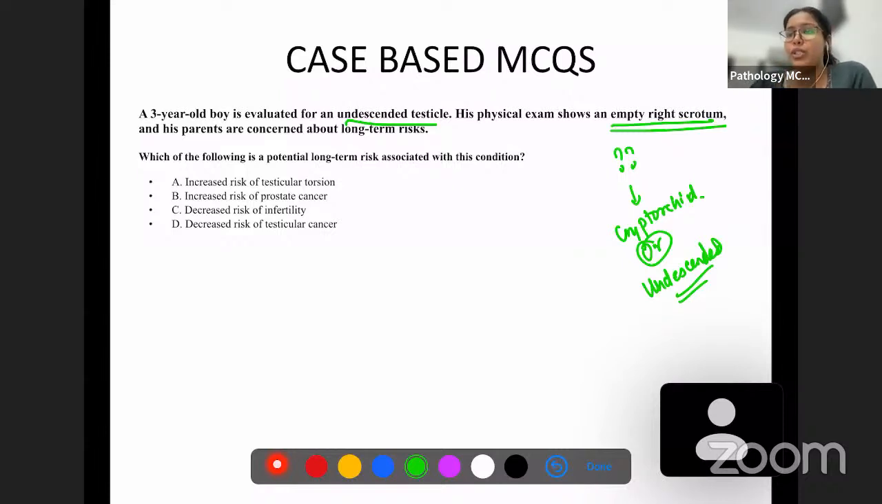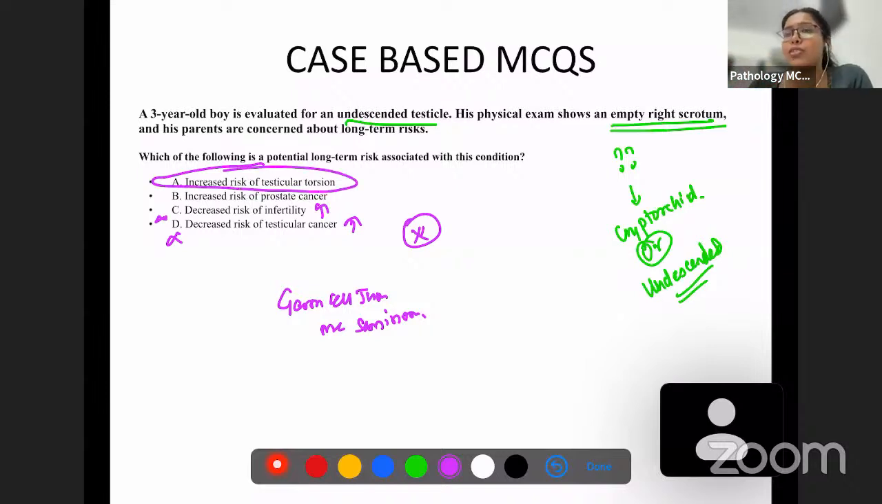Now let's just read through these options. We have increased risk of testicular torsion. We know testicular torsion risk is increased. Increased risk of prostate cancer. No. In cryptorchid testis, we do not have increased risk of prostate cancer. Infertility, we saw the risk of infertility was increasing, and the risk of testicular cancer was increasing, especially germ cell tumors, and most commonly seminoma. So this is also not right. This is also not right. Here the correct answer is increased risk of testicular torsion. Why? Because the spermatic cord will get twisted and there is increased chance of testicular torsion in cryptorchid testis.